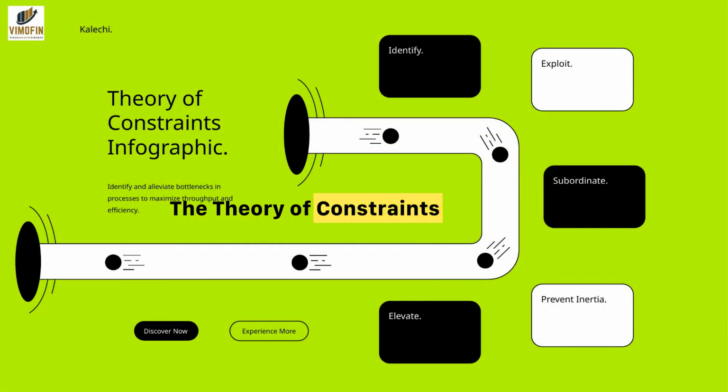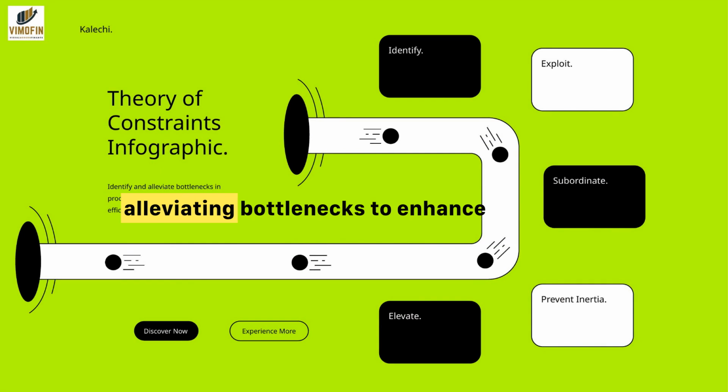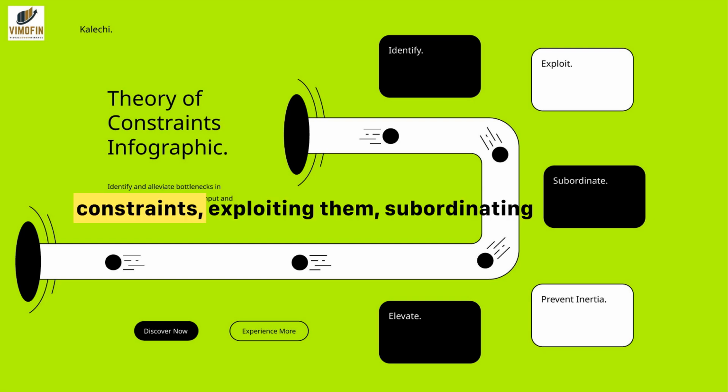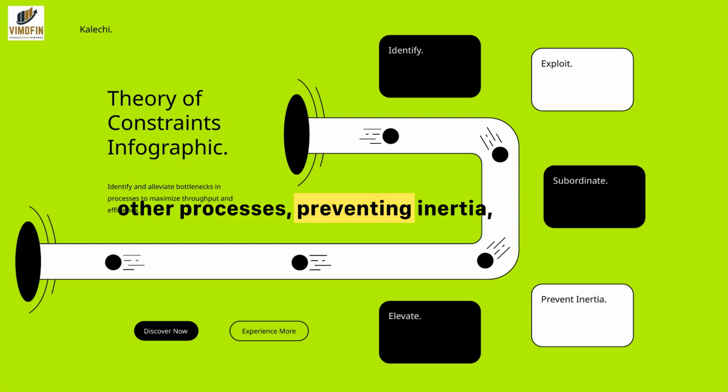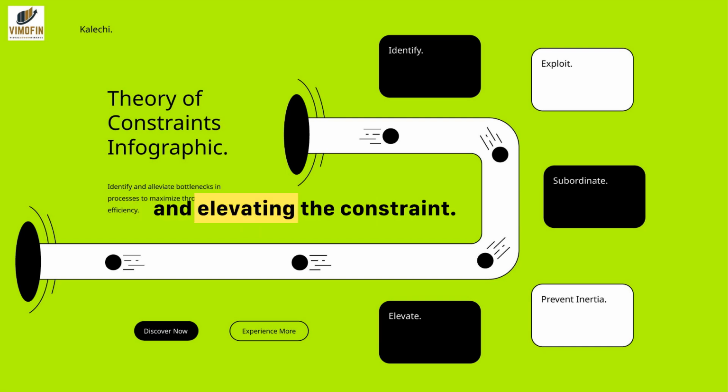The theory of constraints focuses on identifying and alleviating bottlenecks to enhance throughput and efficiency. Key steps include identifying constraints, exploiting them, subordinating other processes, preventing inertia, and elevating the constraint.